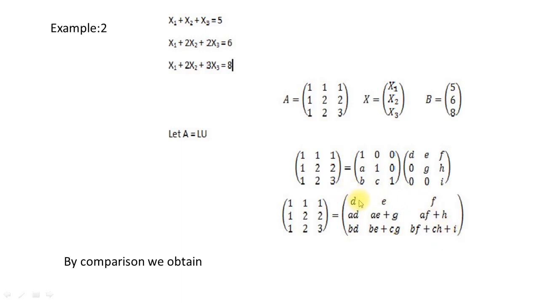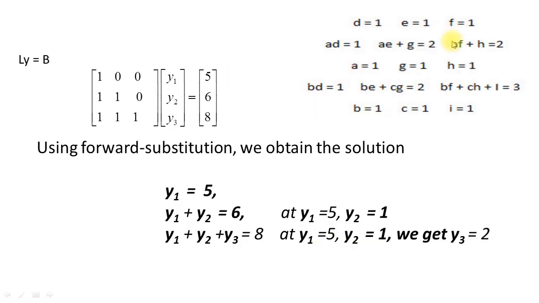So by comparing, D is equal to 1, E is equal to 1, and F is equal to 1. Now AD is equal to 1, AE plus G is equal to 2, AF plus H is equal to 2. And comparing the third row with this third row, BD is equal to 1, BE plus CG is equal to 2, BF plus CH plus I is equal to 3. Now you see here, this is the comparison.